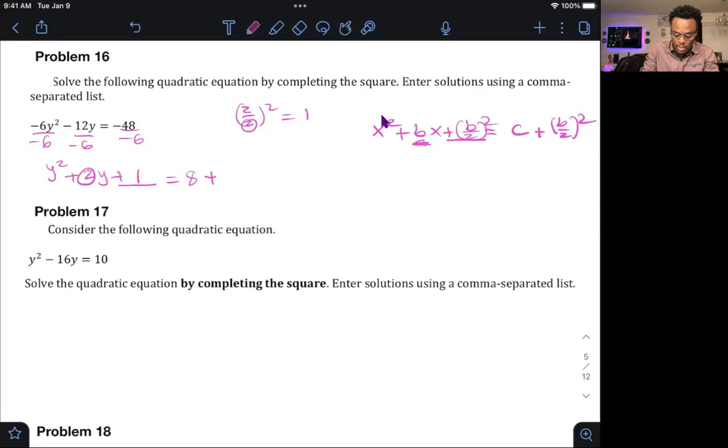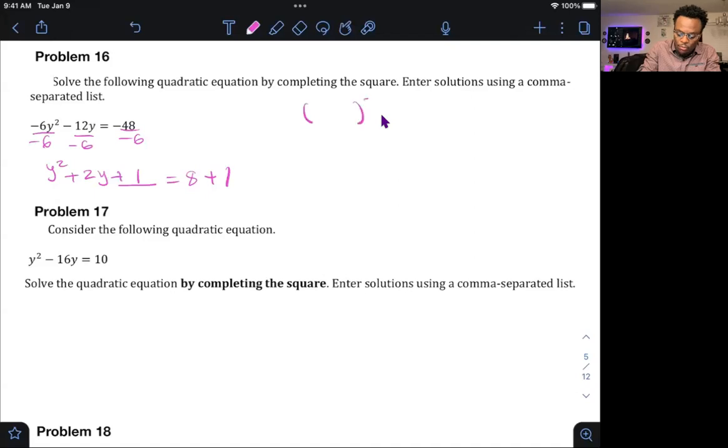This is 1. So after you add this on both sides of your equation, now you automatically have a perfect square on the left side of your equation. Now, how do you write it in perfect square form? So this is 9. 8 plus 1 is 9.